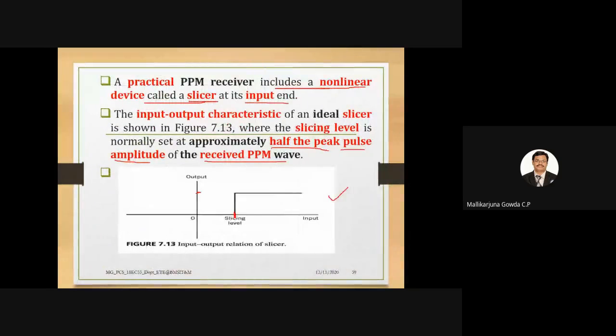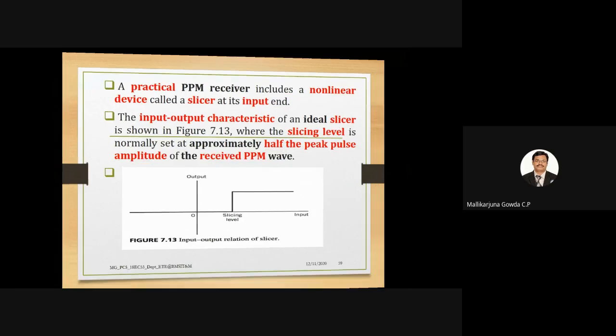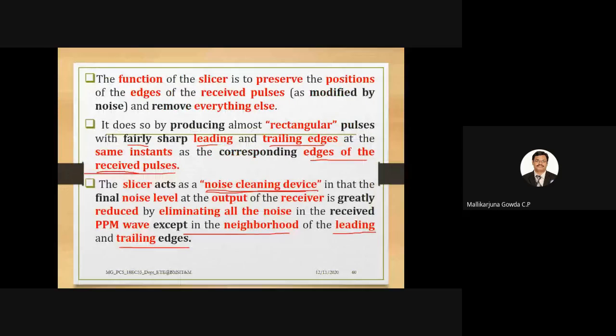I said that in a practical PPM receiver, we use a nonlinear device known as the slicer at the input of the receiver, right? I have shown what is the input output characteristic of the slicer, right? Then I said, how do we set the slicing level? Okay, the slicing level will be approximately half of the peak pulse amplitude of the received PPM wave, right? So what this slicer will do, it will be preserving the positions of the edges of the received pulses by removing any other noise. So the slicer will be producing a rectangular pulse with sharp leading and trailing edges at the same instants corresponding to the edges of the received PPM pulse, right?